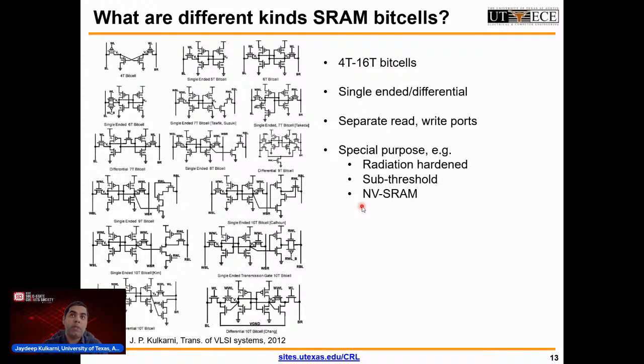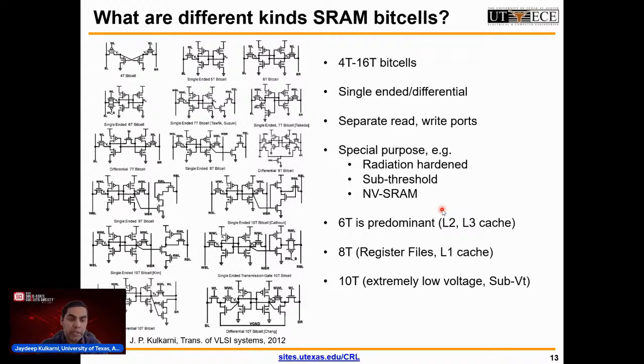Some of them have separate read and write ports in order to perform very optimized read and write operations. And some of these SRAM bit cells are designed for very special purposes. For example, radiation hardened bit cells, or some application specific bit cells, such as bit cells for subthreshold or extreme low voltage operation. Another application is for state retention in the power management domain, which is also known as a non-volatile SRAM design.